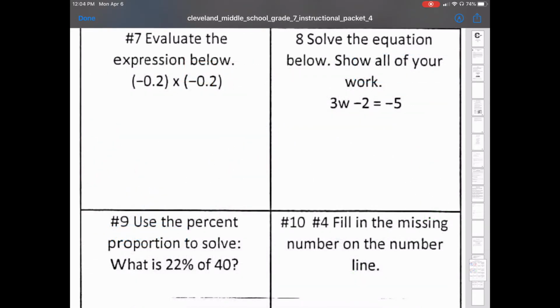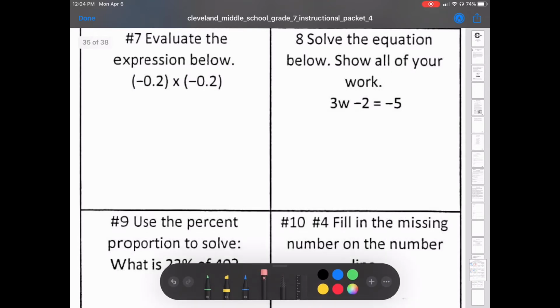Number 7 asks us to evaluate the expression below. We're multiplying 2 numbers. Those numbers are negative and they have decimals. So what I'm going to do is kind of separate this. First, I want to know just the number answer that I have here. So I'm going to ignore the negative signs with them, and I'm just going to multiply 0.2 by 0.2.